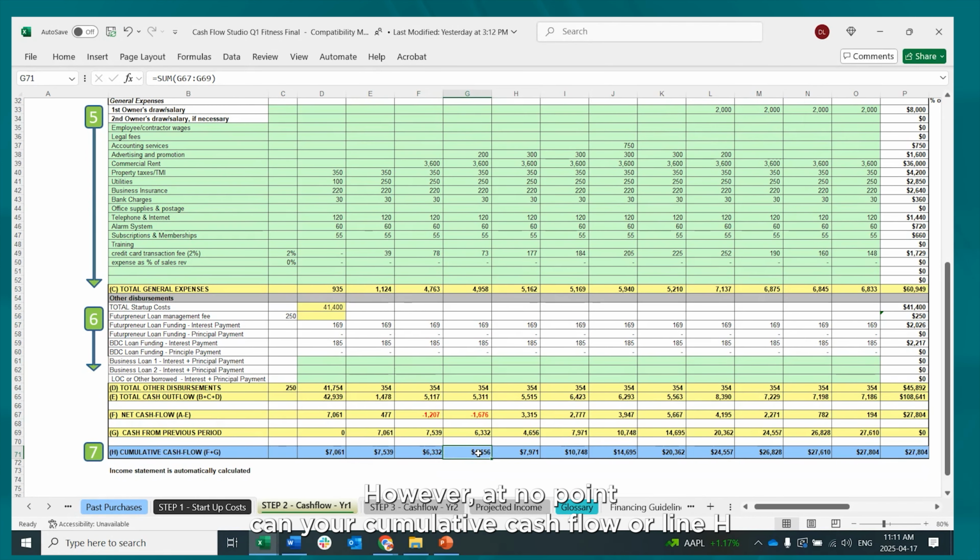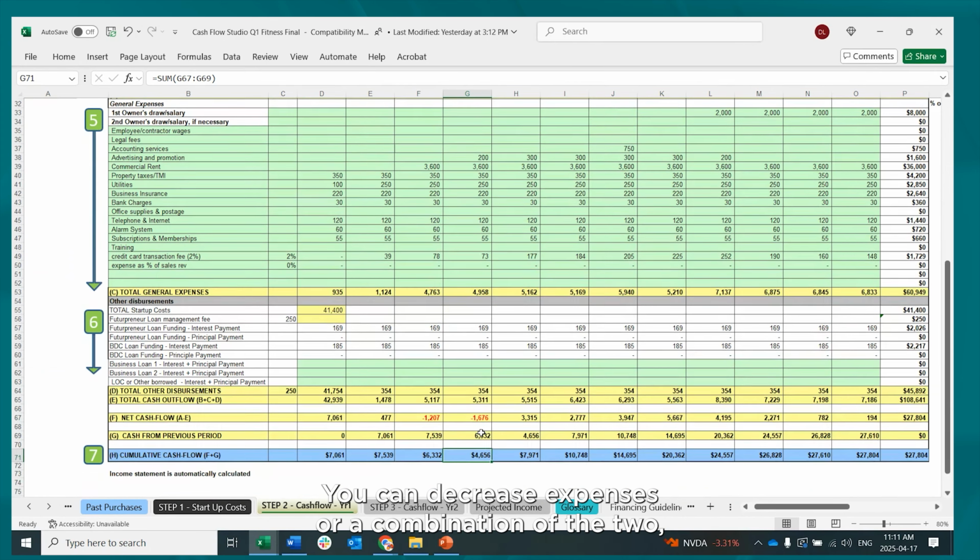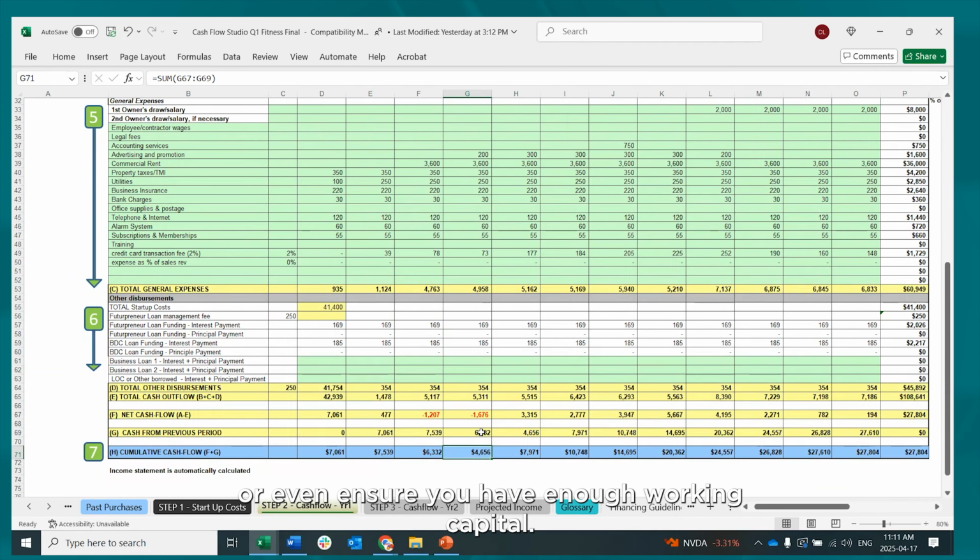However, at no point can your cumulative cash flow, or line H, in any month be negative. There's no such thing as negative dollars in your bank account. If that is the case, you have done something incorrectly. You have some choices. You can increase sales, you can decrease expenses, or a combination of the two, or even ensure you have enough working capital.